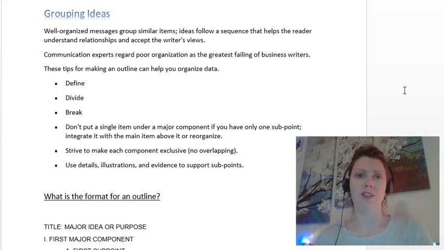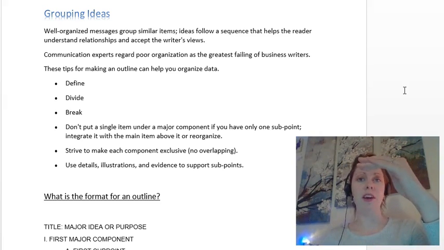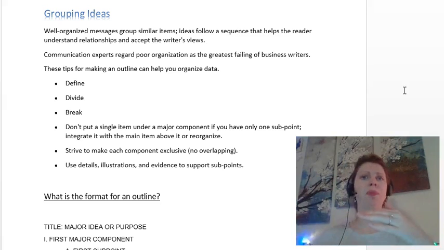Okay, grouping ideas. Well-organized messages group similar items together. Ideas follow a sequence that helps the reader understand the relationship between everything that's going on in your writing, and it helps people accept your point of view. If you are jumping all over the place, nobody will follow you and they won't understand, and they will probably put your paper down and stop reading it altogether. So it's important to keep similar ideas together so that we don't have an idea up here and then you have another paragraph and then it's down here. Keep them together.